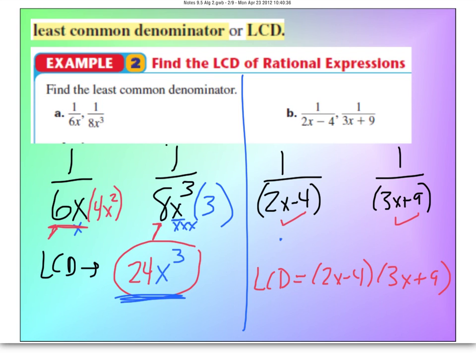So how do you make the bottom of this fraction look like this? Well, it's missing the 3x plus 9, so I'd multiply it by 3x plus 9. What is the bottom of this fraction missing? Well, it's missing the 2x minus 4, so I'd multiply it by 2x minus 4, and that would be the least common denominator. Both of the bottoms of the fractions now look identical, and then you can do some work in learning objective C on it.